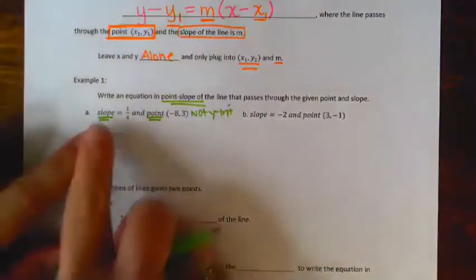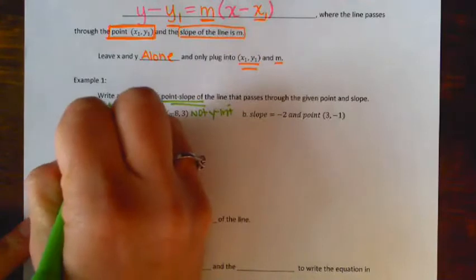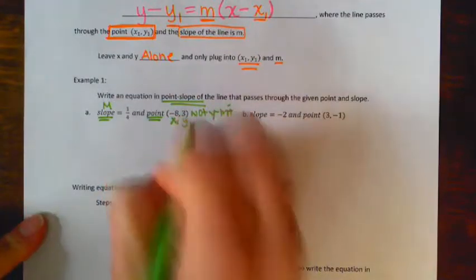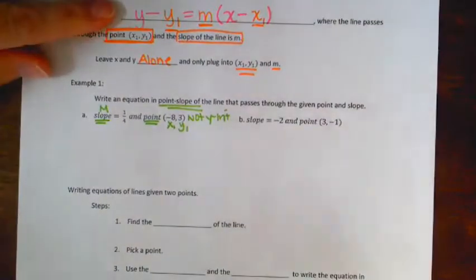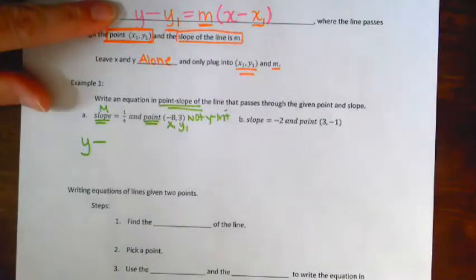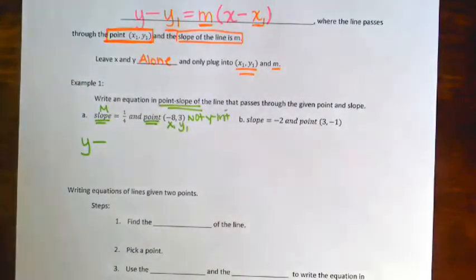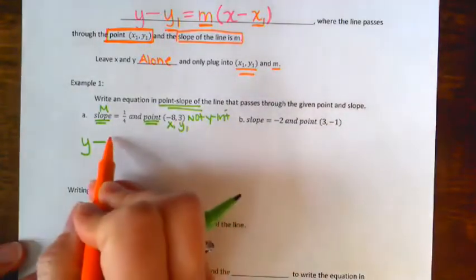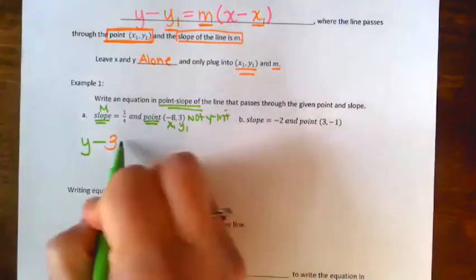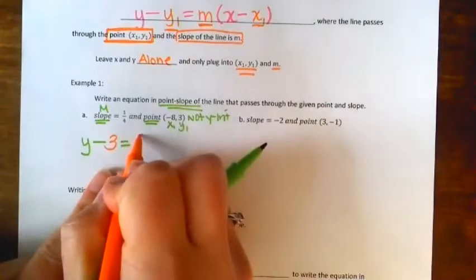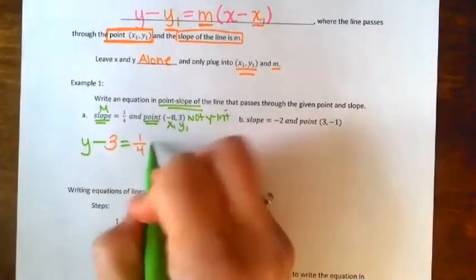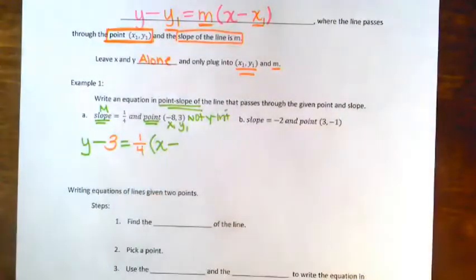So now slope is my m, and my point is always x1, y1. Let's just plug it in. Do you see my equation up here? Y minus, what's my y1? What do we label as my y1? 3. Good. Equals m. What's my slope? 1/4. 1/4 times x minus, what's my x1?